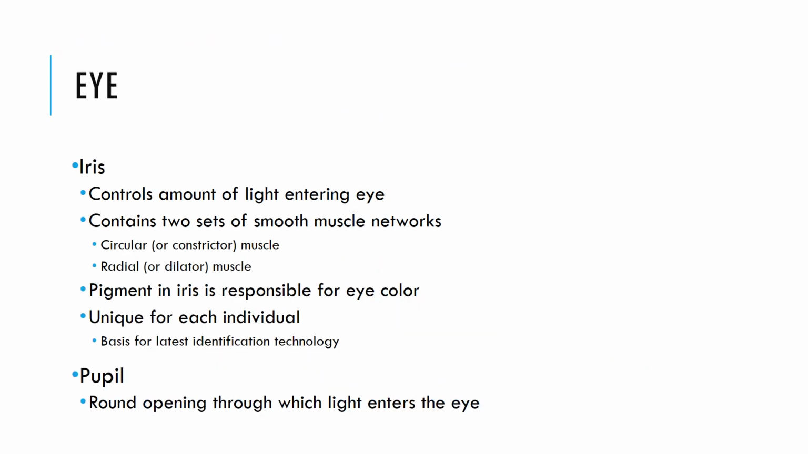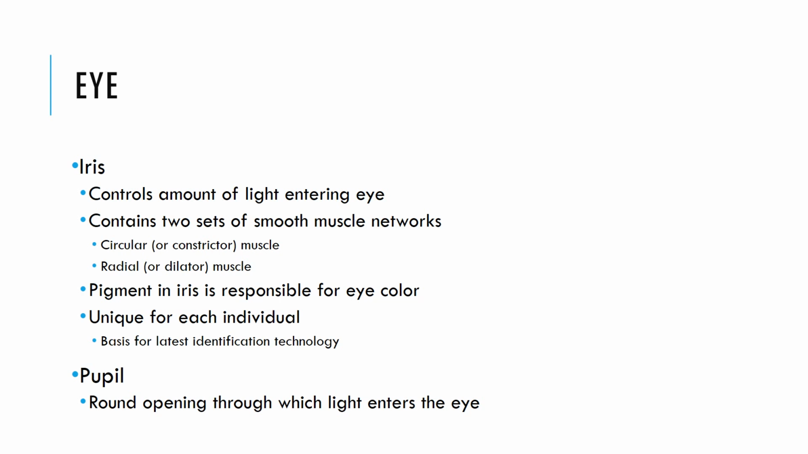So the iris is responsible for controlling the amount of light that enters the eye, and it also contains 2 sets of smooth muscle networks. We have the circular or constrictor muscles, and then the radial or the dilator muscles. So both of which will be innervated by the parasympathetic or the sympathetic division, where constriction or contraction of the circular muscles is due to parasympathetic stimulation, but when we have dilation, there's contraction of the radial muscles due to sympathetic stimulation.